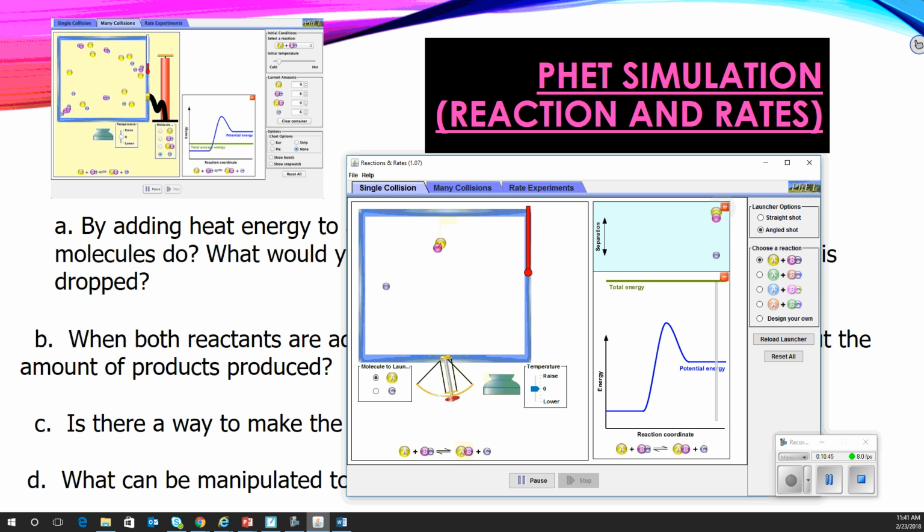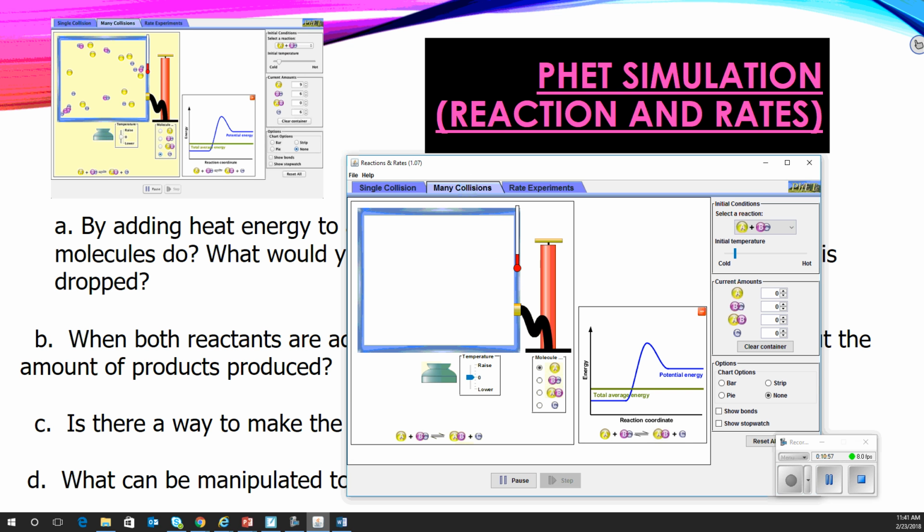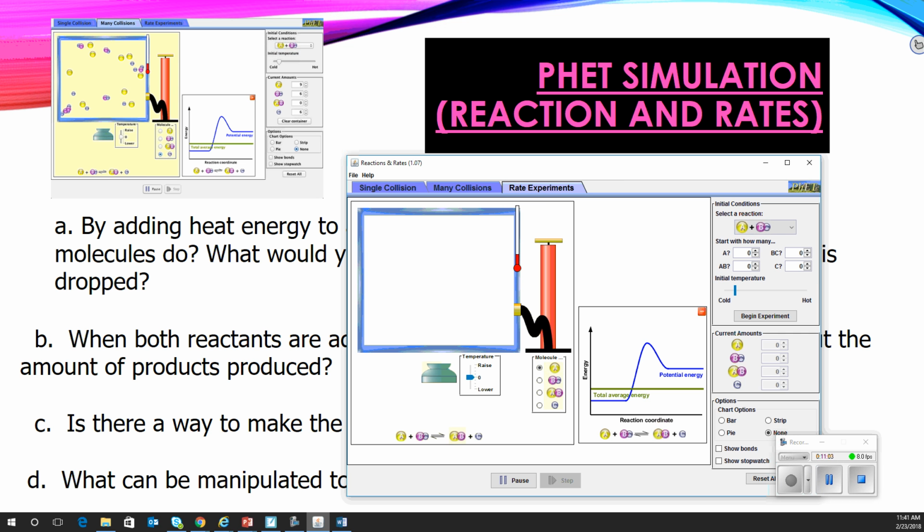Okay, so you can see the activation curve. You can see the distance apart from each other. You can choose what reaction you want to do. You can choose a bunch of different things. You can do lots of many collisions. You can change the pressure by going up and down. You can do rate experiments. I want you to just play with this whole thing and see how things react.